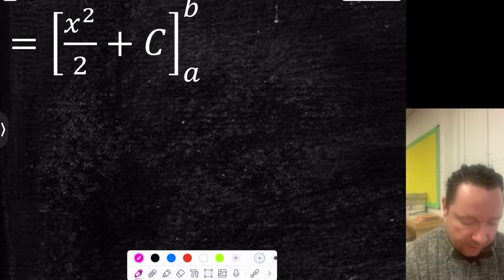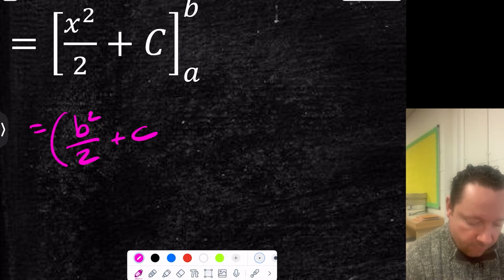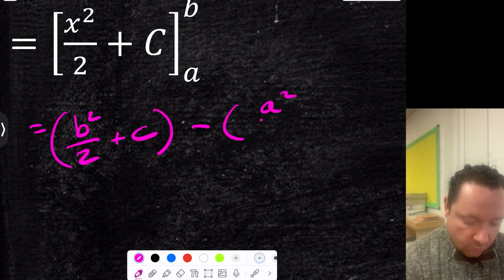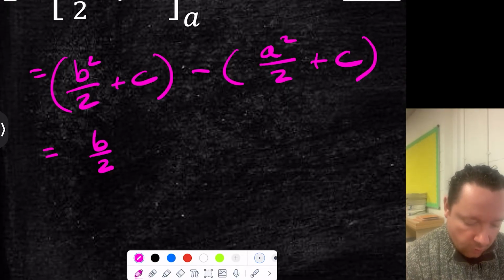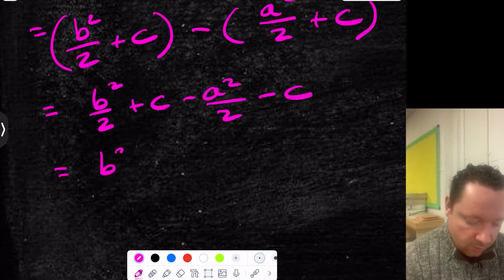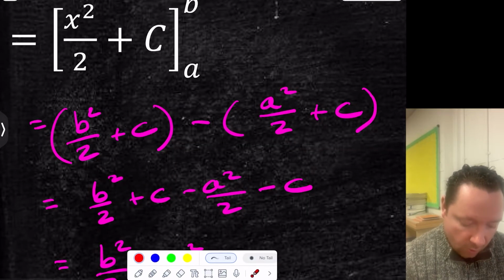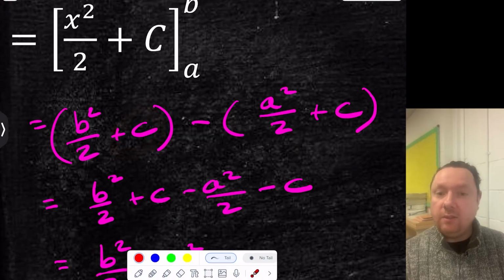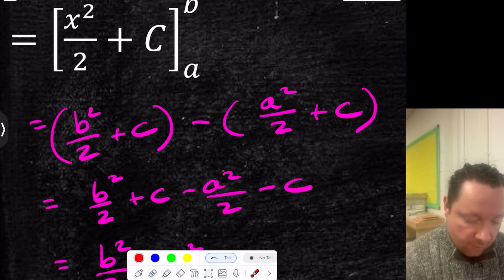But then subbing in a and b, that would give me b squared over 2 plus c for the first one, minus a squared over 2 plus c for the second one. So now that gives me b squared over 2 plus c minus a squared over 2 minus c. You'll notice the c's cancel. So that just gives me b squared over 2 minus a squared over 2, which is the same as going back to here, not having a c at all. So that means that when we integrate definite integrals, when there's limits a and b, we just don't put a c in. We just put in the function that it becomes and substitute b in and substitute a in.